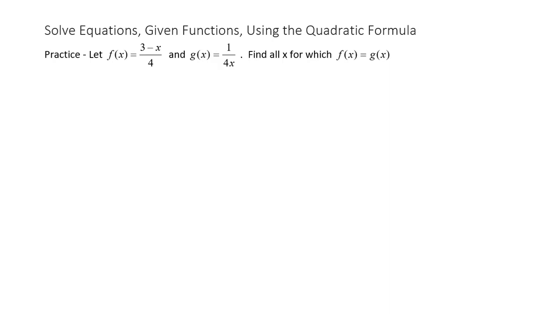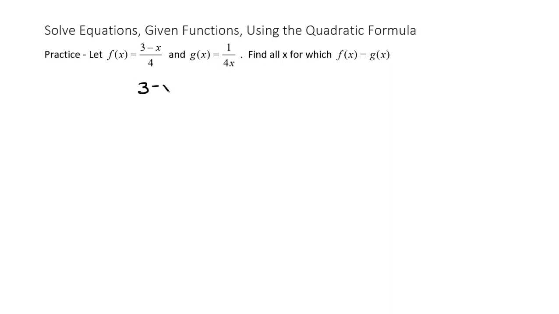In this video, we're going to solve equations given functions using the quadratic formula. Let's practice this next situation. Let f of x equals (3 minus x) over 4 and g of x equals 1 over 4x. Find all x for which f of x equals g of x. Basically what this is saying is we need to find where the functions equal each other, or where they intersect each other, by setting the two functions equal.